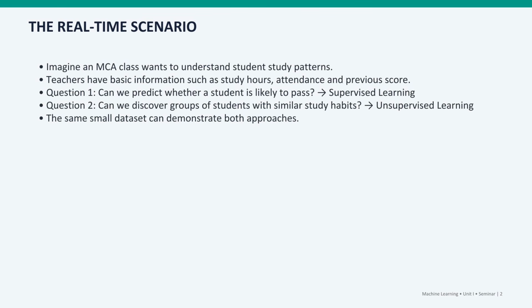we can ask two different questions. First, can machine learning predict whether a new student is likely to pass or fail? This can be solved using supervised learning. Second, can machine learning discover groups of students who have similar study habits? This can be solved using unsupervised learning. So I'm going to use the same sample scenario to demonstrate both approaches.